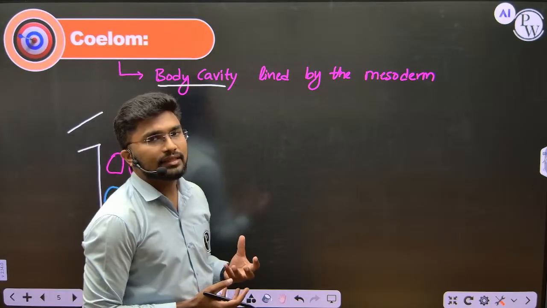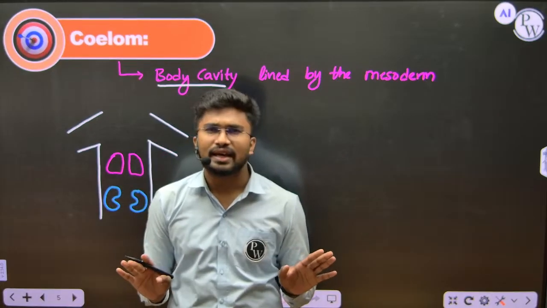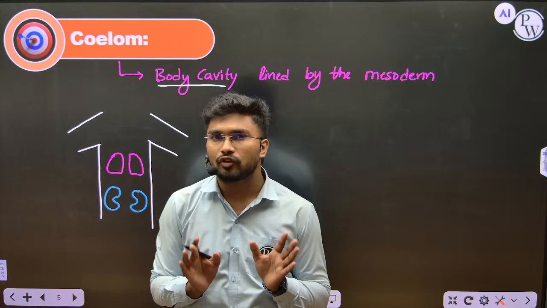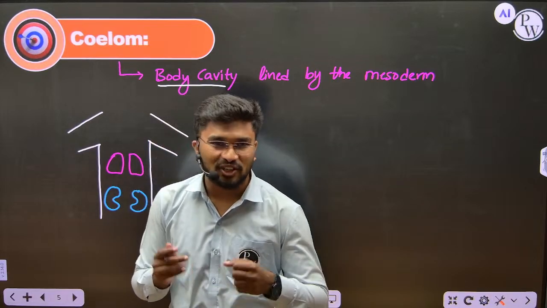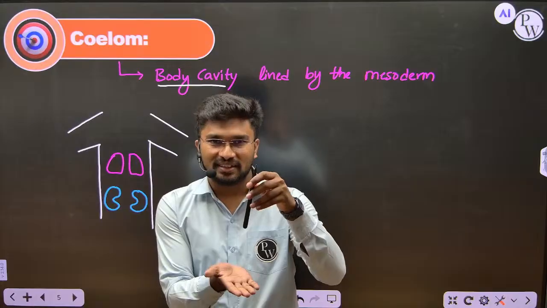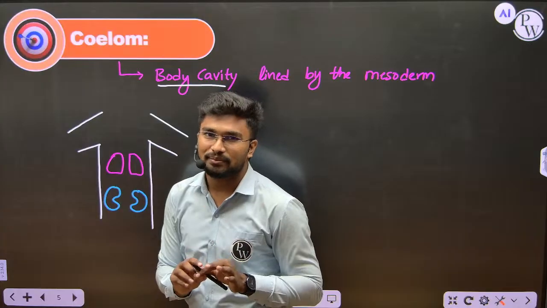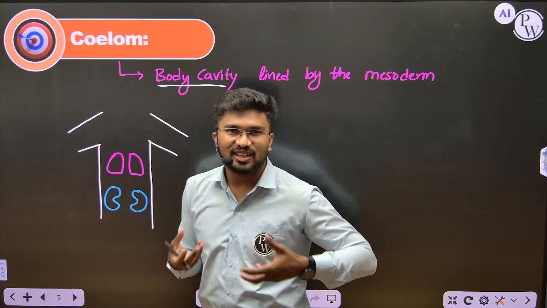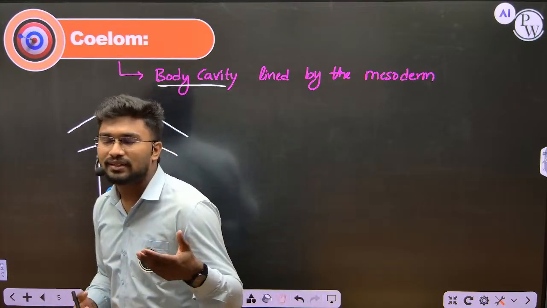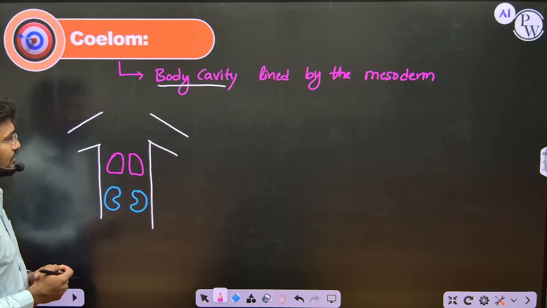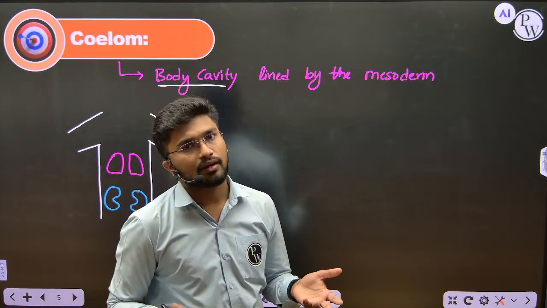Second, it acts as a shock absorber. Any animal having a coelom has coelomic fluid, and that coelomic fluid acts as a shock absorber. Like if you fall on a bed, nothing will happen to you. Similarly, when we are jumping, our organs do not collide or hit each other. That is one function of the coelomic fluid. Animals having a coelom are called coelomates. Animals without a coelom are called acoelomates.